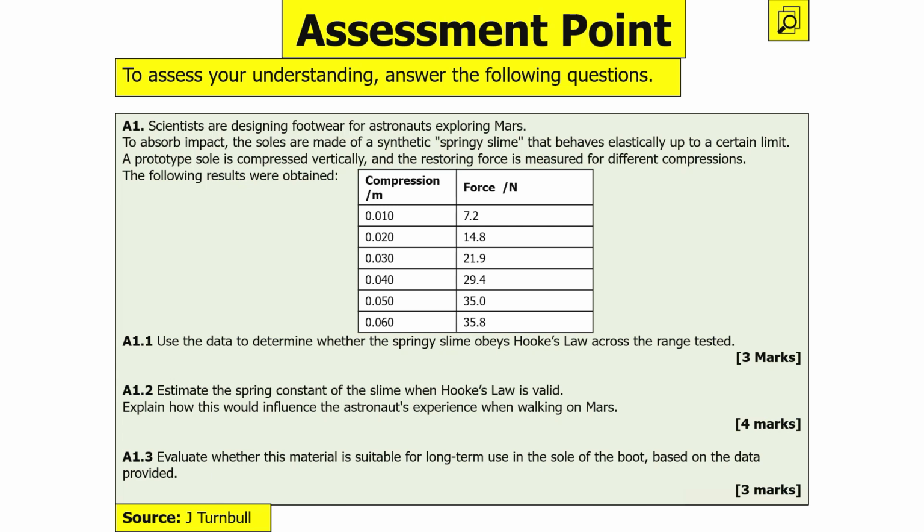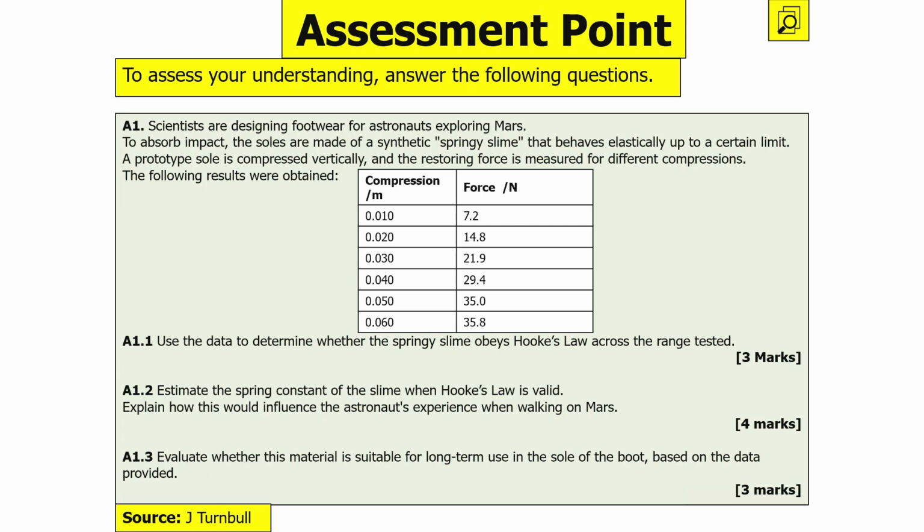Scientists are designing footwear for astronauts exploring Mars. To absorb impact, the soles are made of a synthetic springy slime that behaves elastically up to a certain limit. A prototype sole is compressed vertically, and the restoring force is measured for different compressions, with the following results obtained.